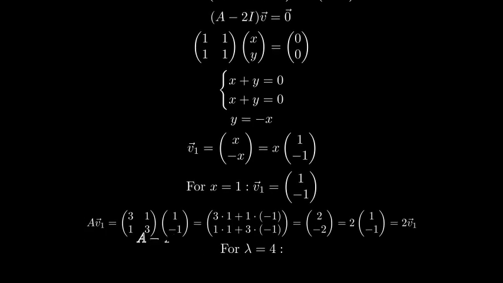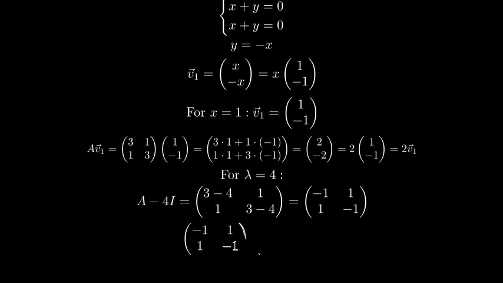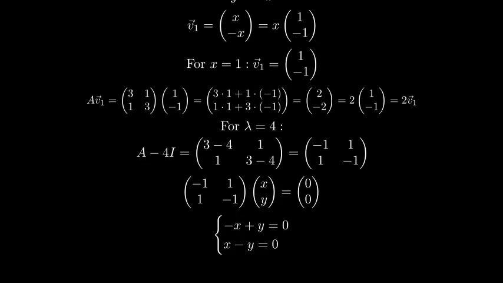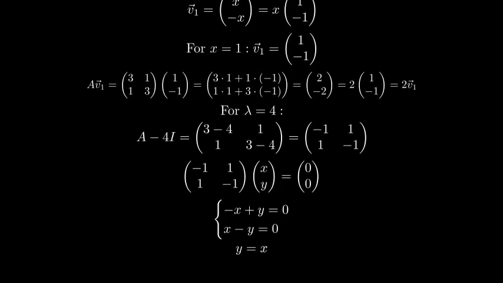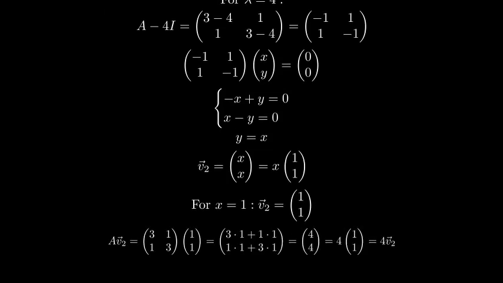Now for lambda equals 4, A minus lambda I is [minus 1, 1; 1, minus 1]. This gives us the system negative x plus y equals 0, and x minus y equals 0. So y equals x, and any vector of the form (x, x) is an eigenvector, for example, (1, 1). Let's verify. A times (1, 1) equals (3 times 1 plus 1 times 1, 1 times 1 plus 3 times 1), which is (4, 4), which equals 4 times (1, 1).